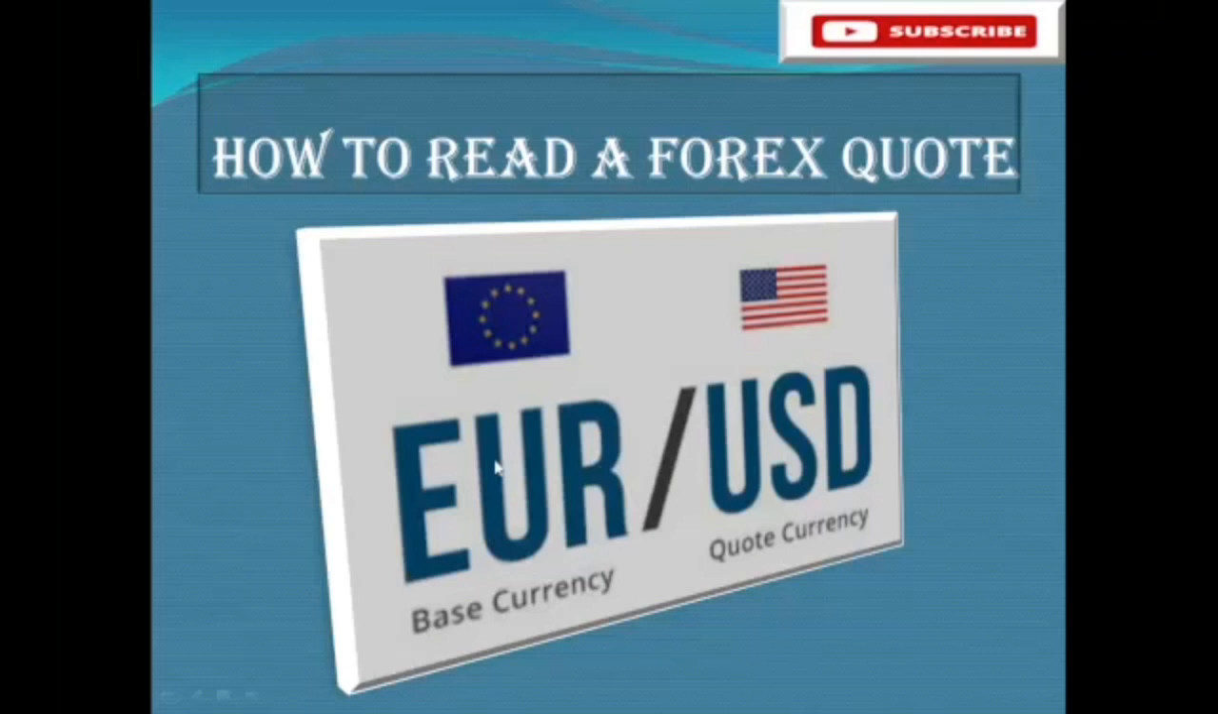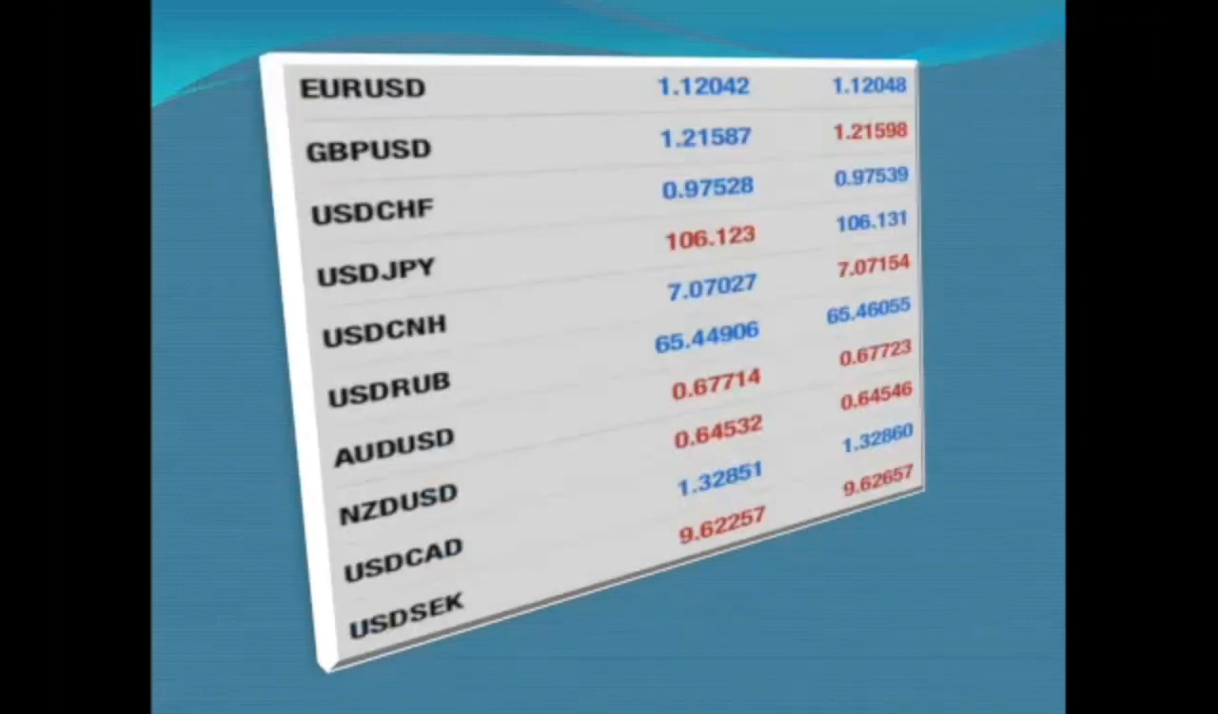When buying, the exchange rate tells you how much you have to pay in a unit of the quote currency to buy 1 unit of the base currency. In the example above, you have to pay 1.12042.